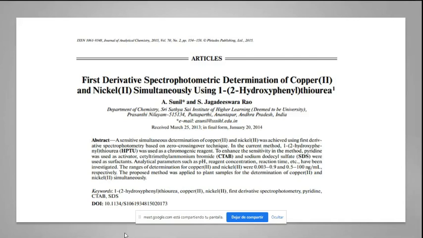and nickel contents. Basically, after they synthesized the HPTU, they made it into a coordination compound with the metals, and after that they used first derivative spectrophotometric determination. My partner is going to later explain what that means.